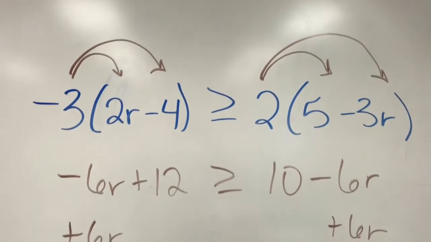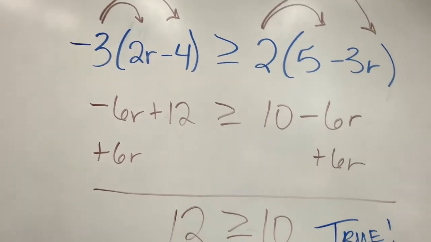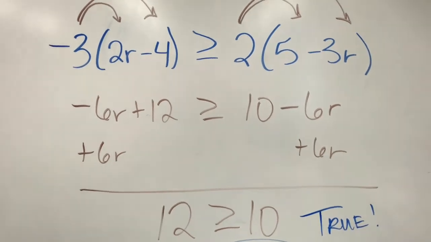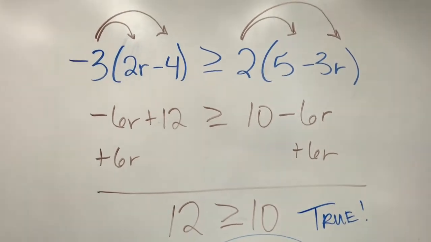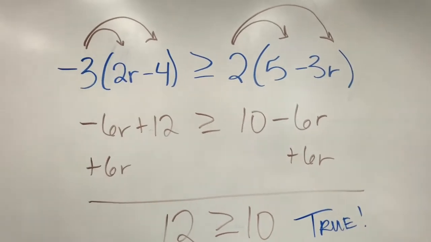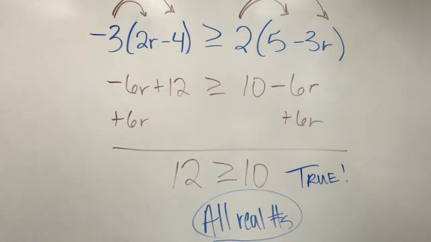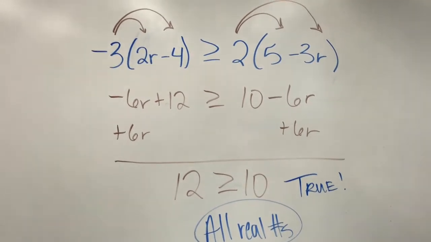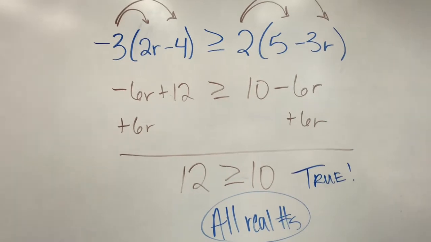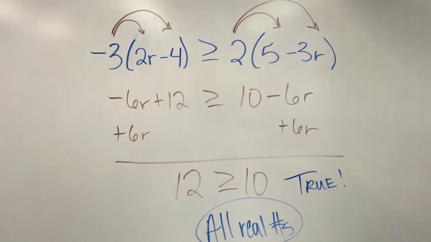So we're going to add 6r to both sides, but then the r's go away and we get 12 is greater than or equal to 10. And that's a true statement. So if we get a true statement and there are no variables, then your answer is all real numbers. That means any real number that you plug in for that letter r makes this statement true.